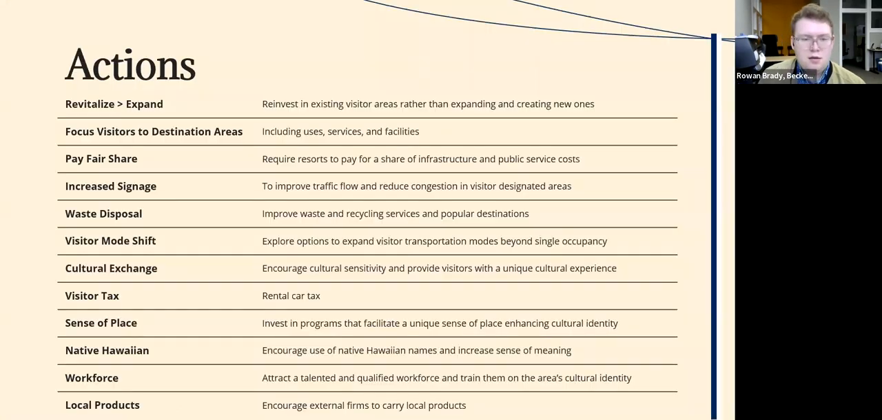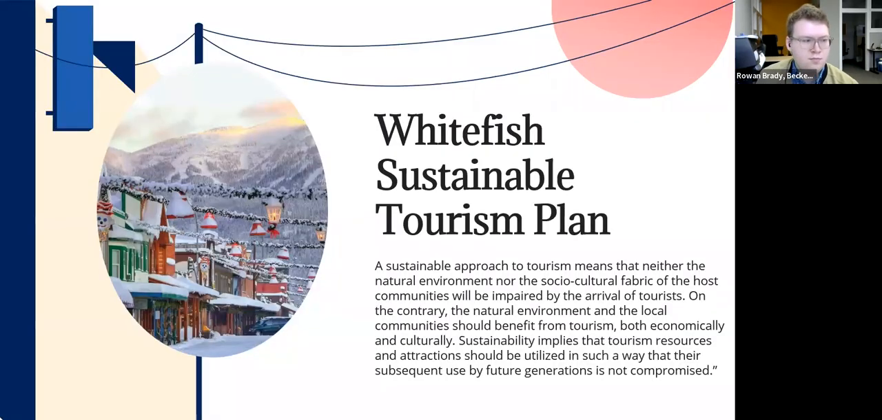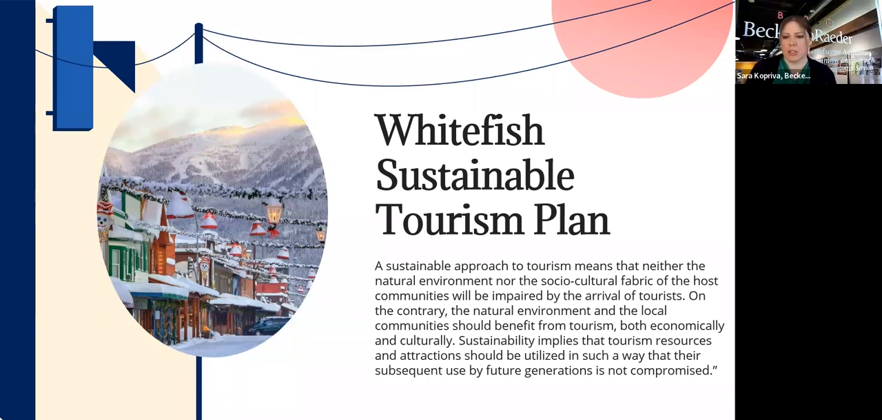Next slide. So unlike the other plans, this doesn't outline specific goals or principles as they relate to tourism, but it does list many actions, some of which we've listed here. I'd like to highlight that the plan prioritizes revitalizing tourism areas rather than expanding tourism areas to undeveloped or non-tourism areas. The plan also recommends that resorts pay a portion of costs for infrastructure and public services. The plan increases wayfinding to ease congestion, provides opportunities for cultural learning and sensitivity, creates a sense of place through programs that enhance the cultural identity and language, attracts a qualified workforce, and encourages outside companies to use and carry local products.